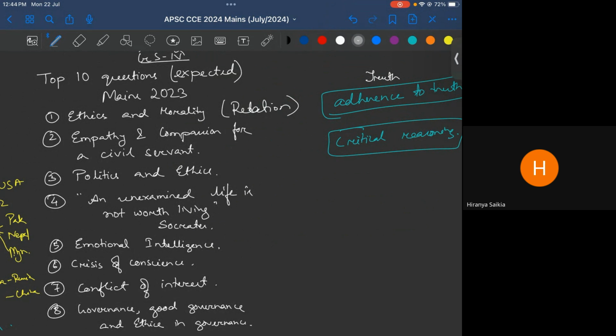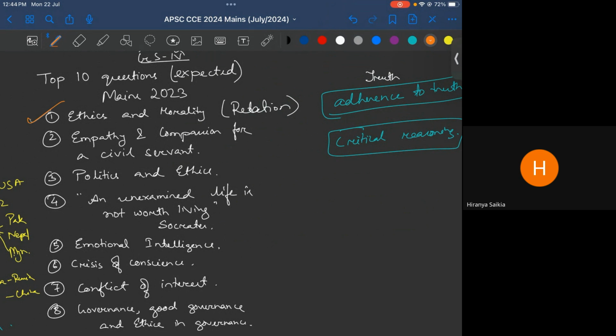Because last time, again I will repeat, we got a question asking for a distinction between ethics and law, and then we also got a question that wanted to connect the relation between ethics and values or the concept. So this is done.